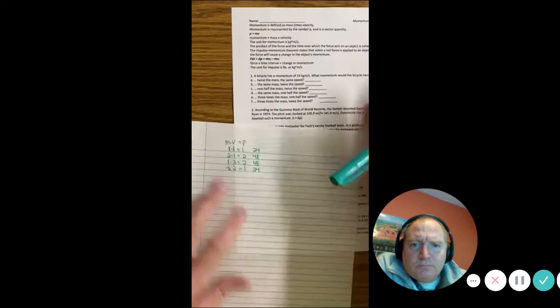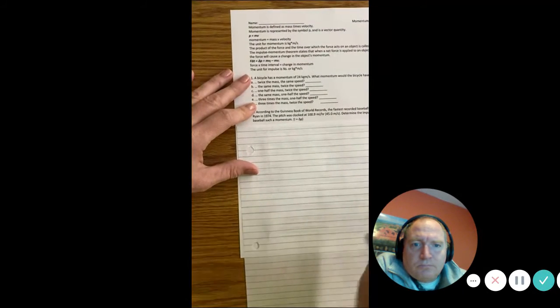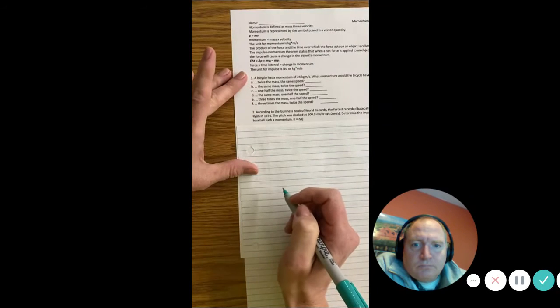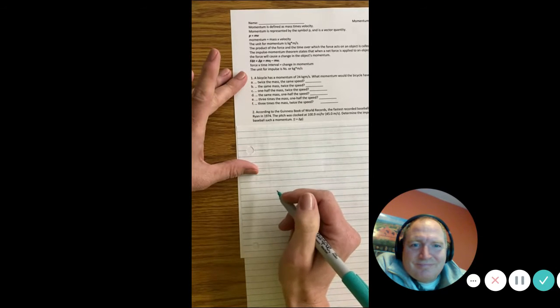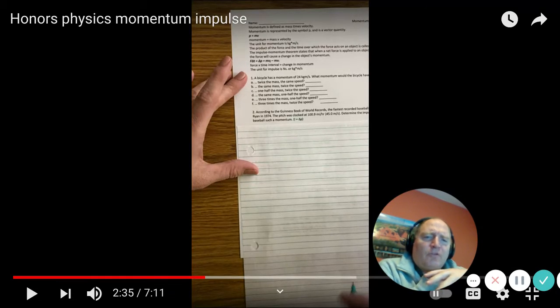And I'll do a few of these. So according to the Guinness Book of World Records, the fastest baseball pitch was delivered by Nolan Ryan in 1974. The pitch was clocked at 100. So that's not true anymore. Here, let me just ask my phone. Hey, Google, what's the fastest baseball pitch?